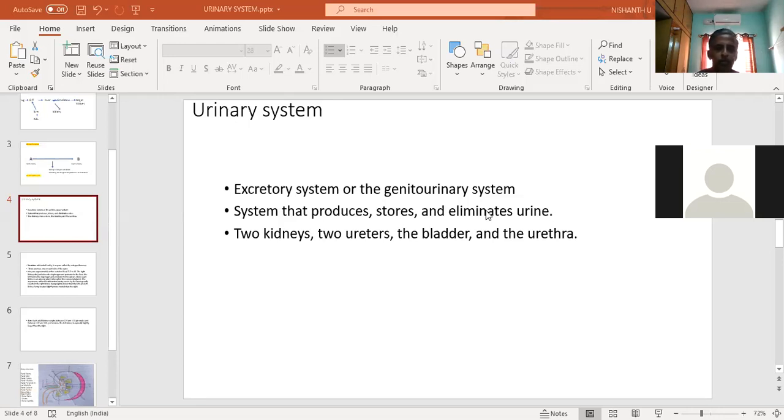It is composed of two kidneys, two ureters, the bladder, and the urethra. The two kidneys are connected to the bladder with the help of the ureters, and the bladder eliminates the urine based on the contraction of the bladder. The urine will be expelled out with the help of the urethra. Next, we'll discuss the anatomy in a little more detail.